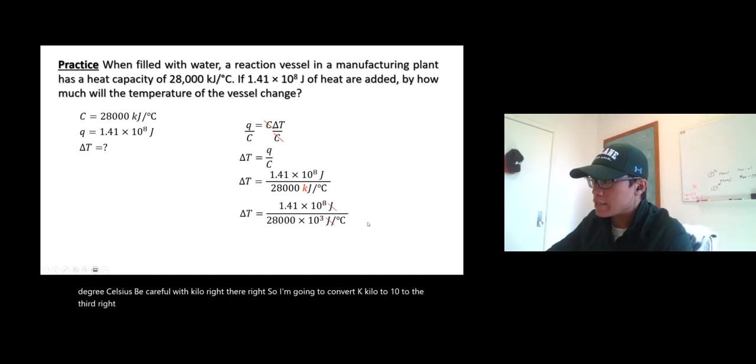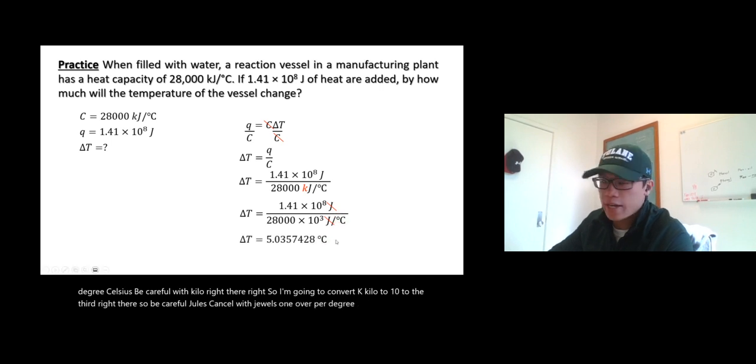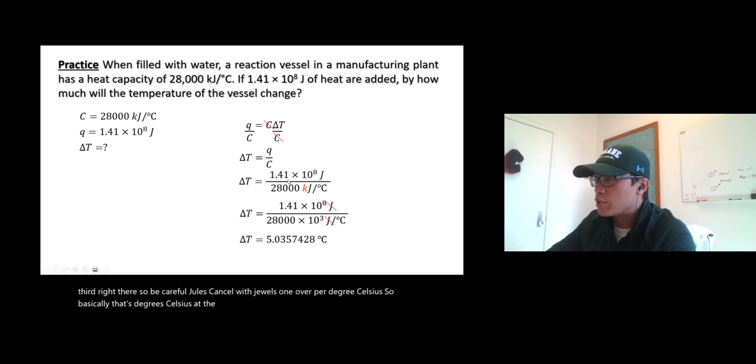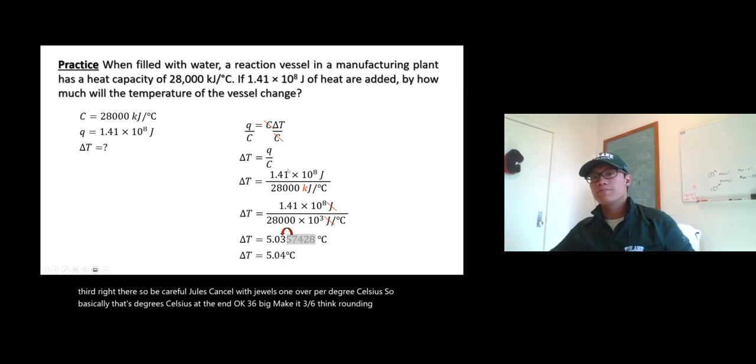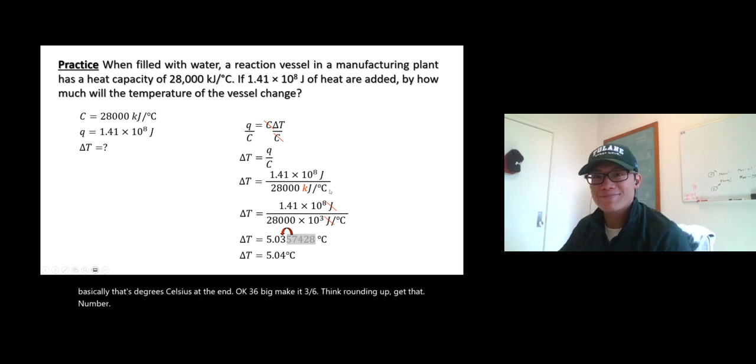So be careful. Joules cancel with joules. 1 over per degree Celsius. So basically that's degrees Celsius at the end. Okay, 3 sig figs, make it 3 sig figs, round it up, and you get that number. There we go. That's it.